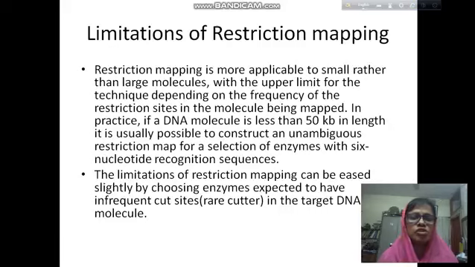The limitations of restriction mapping can be eased slightly by choosing enzymes expected to have infrequent cut sites, that is, rare cutters, in the target DNA molecule.